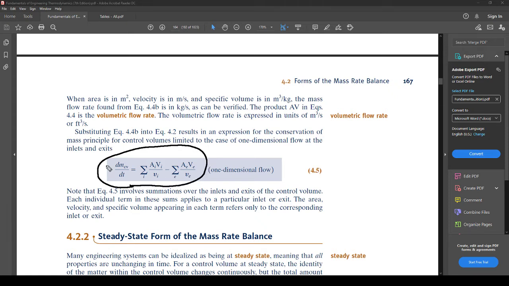So if you recall, the change in mass of the control volume, they've written this essentially. The change to the mass of the control volume is equal to AV inlet over V inlet minus AV exit over V exit. So this is inlet, outlet, inlet, outlet. And so essentially what you're going to have to do is sum up how many inlets we have and how many outlets we have, and that will tell you your total mass flow rate at the end, right?